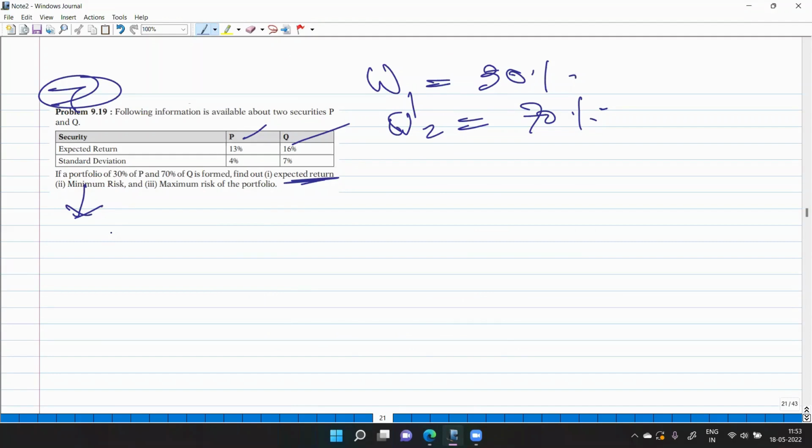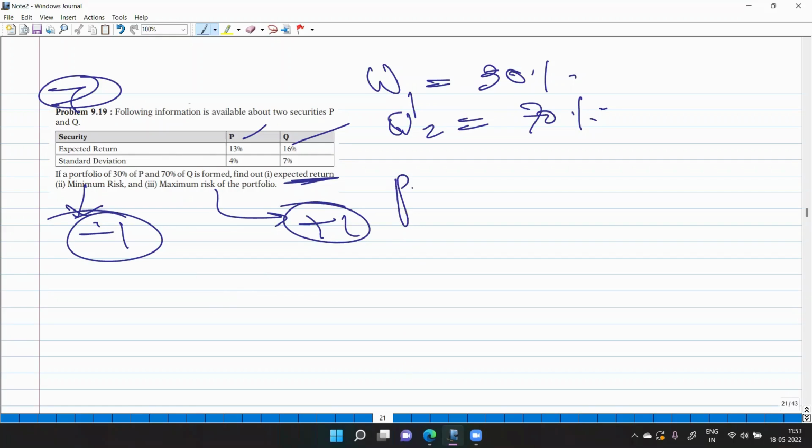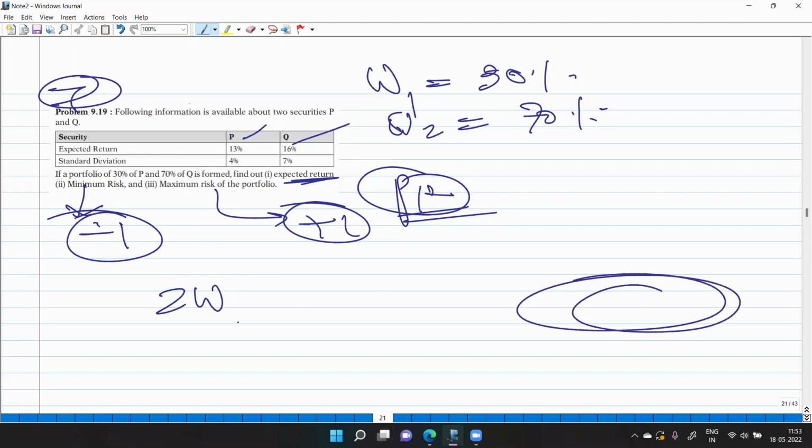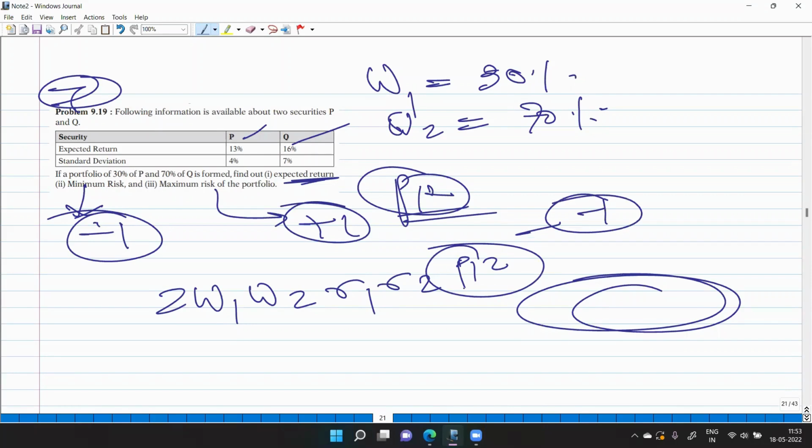Now, if you want minimum risk, your coefficient of correlation should be -1, and if you want maximum risk, it should be +1. That is, I am talking about the P12 values. So in your risk formula, the last value that comes is 2 P12. In it, you put -1 once for the minimum risk and +1 once for the maximum risk.